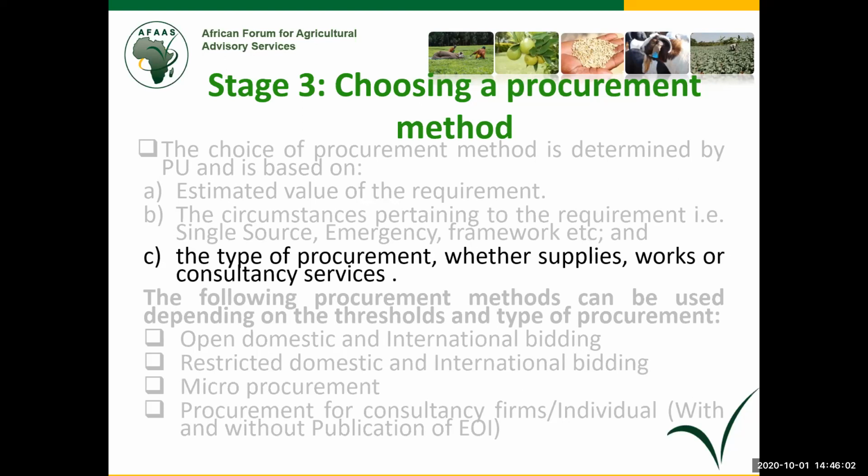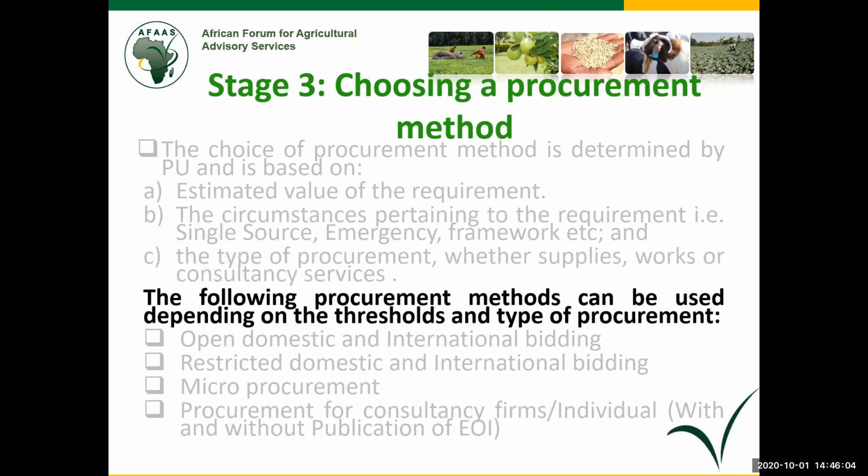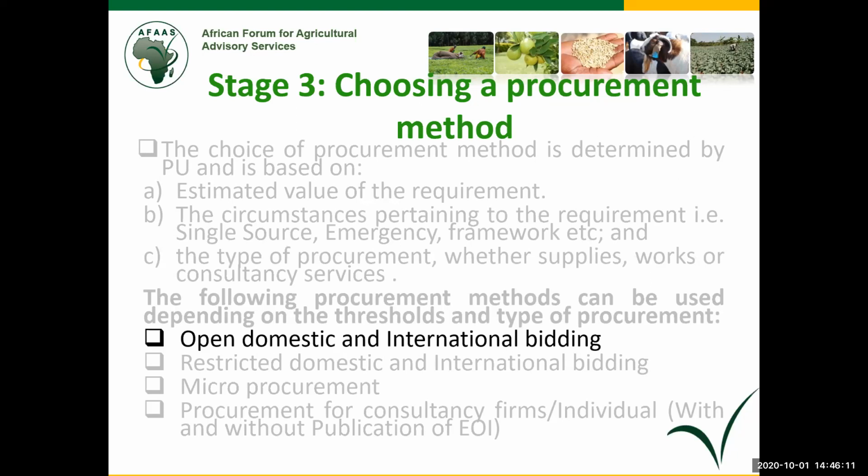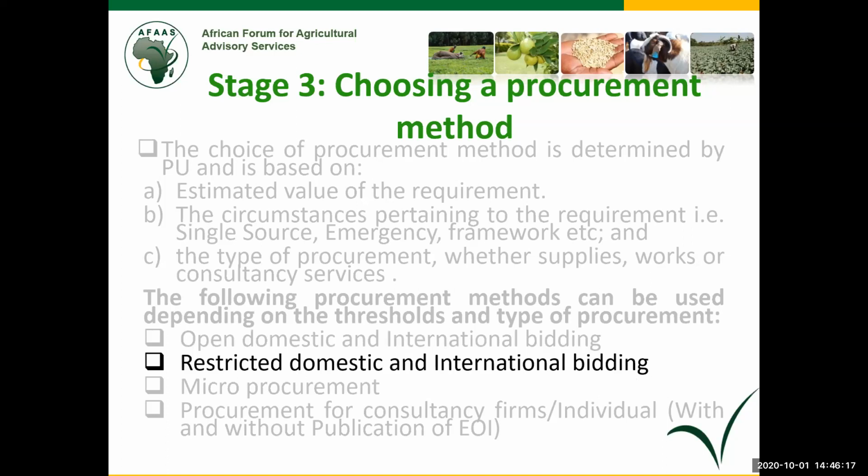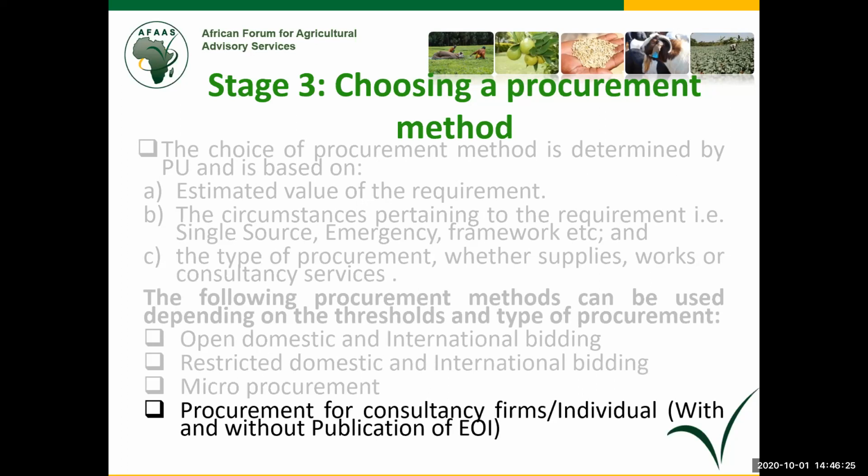Now, the following are important things to note. These methods are important. One, there is open, domestic, international bidding. There is also restricted, at times we call it selective bidding. There is micro procurement, and then there is procurement for consultancy firms and individuals with or without publication.